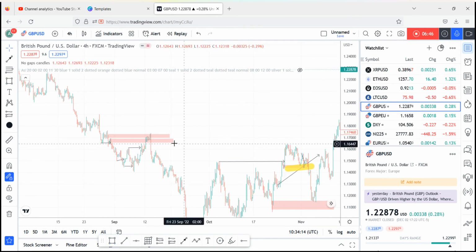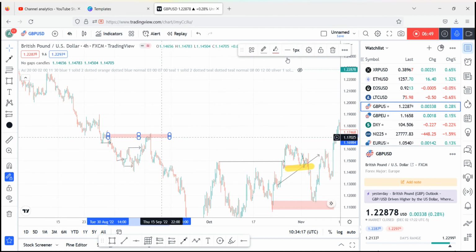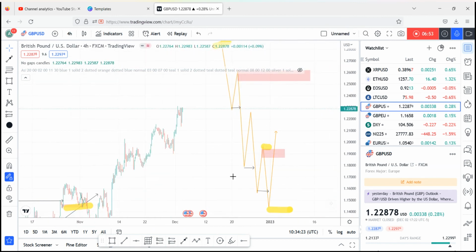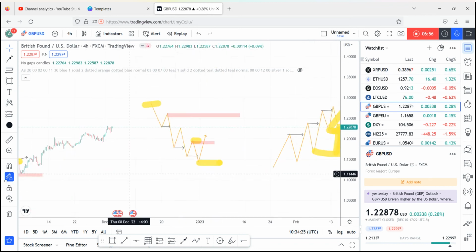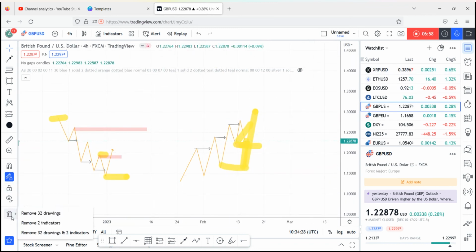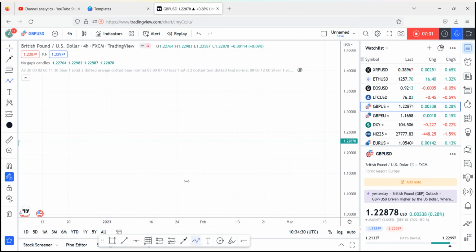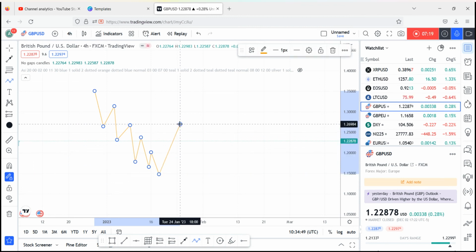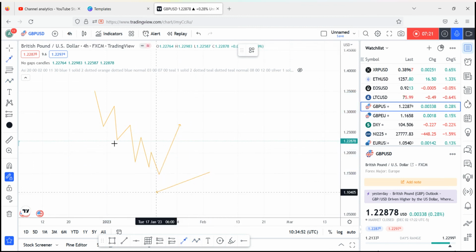So let's come to the topic. I have explained briefly, guys. So let me explain here. Order blocks you should choose. So imagine market is making lower highs and lower lows like this, right?